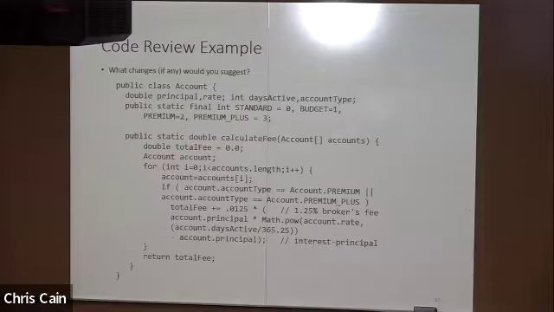Changes to this code. Someone commits this code for some garbage accounting software, and your task is to come up with what you would comment. How would you review this code? What feedback would you give this developer?